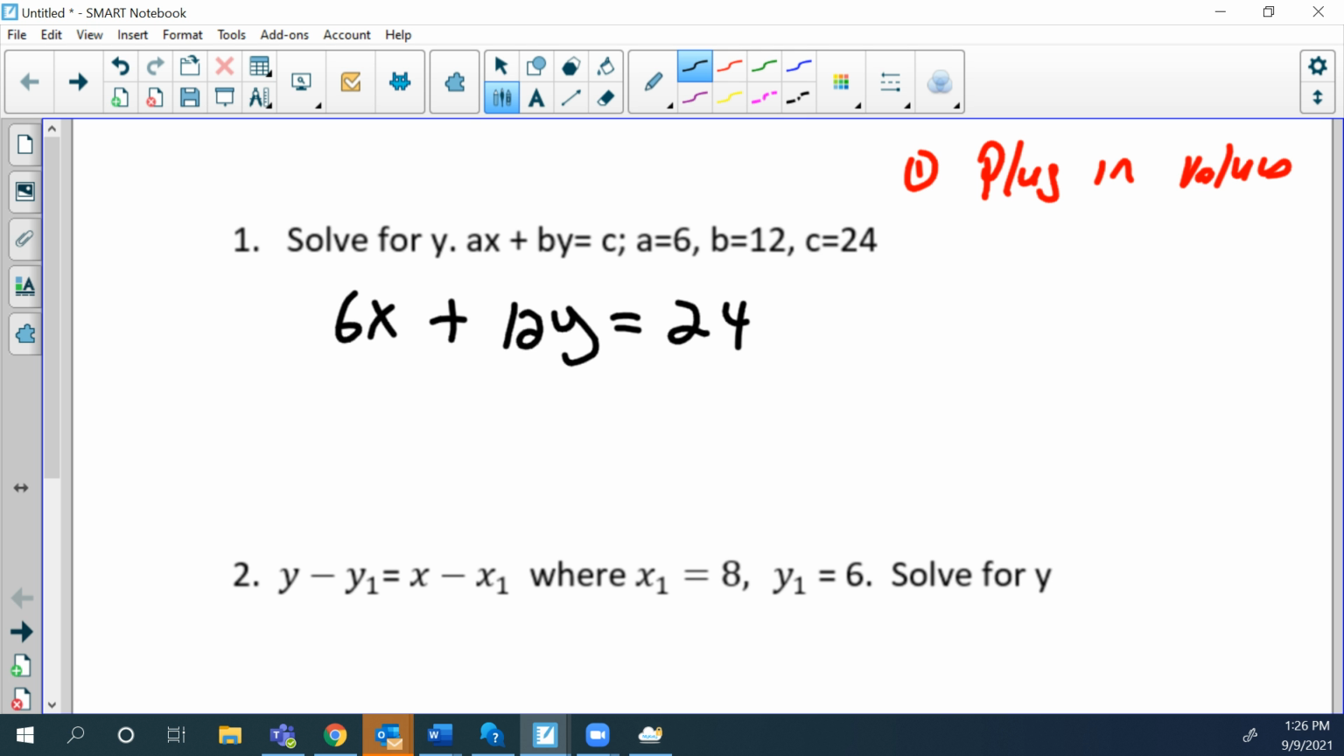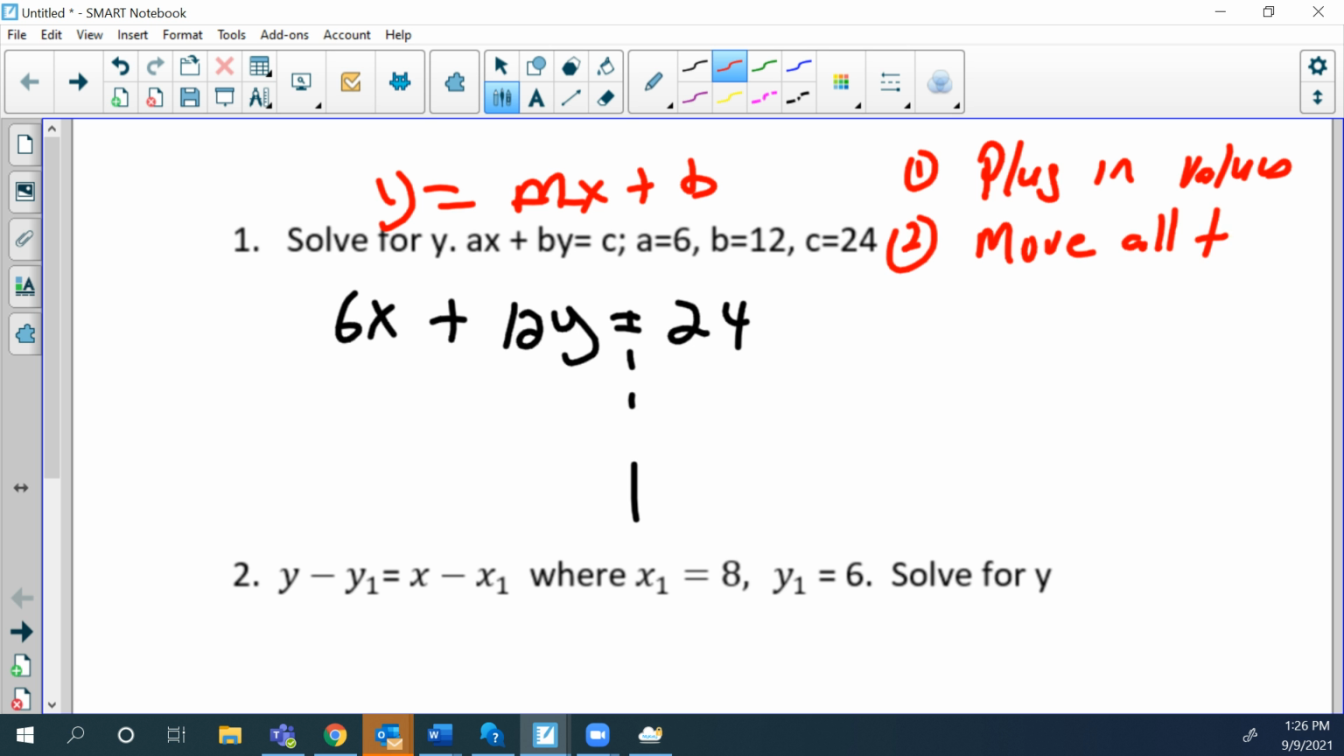So therefore, I'm going to move everything else over to the right side, right? Because my equation needs to be in y equals something. It's going to be y equals mx plus b in this case, right? But it's going to be y equals everything else. So everything else needs to be on the right side. Number two is move all terms.